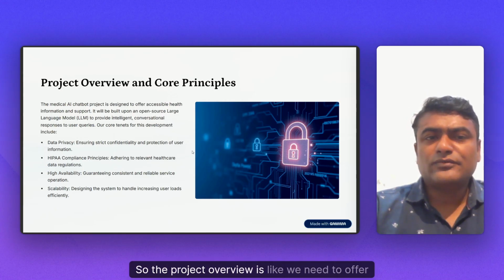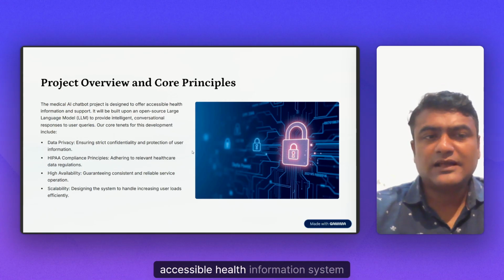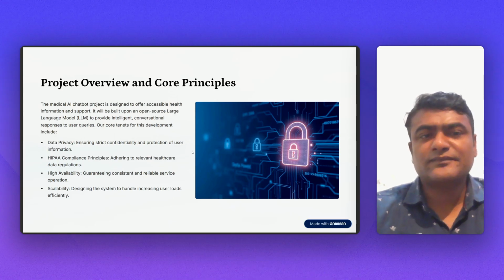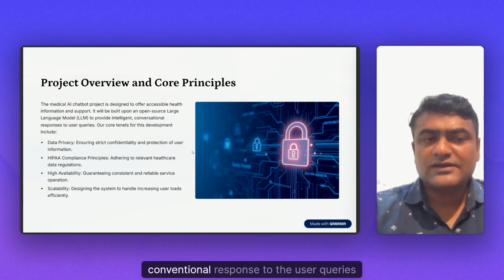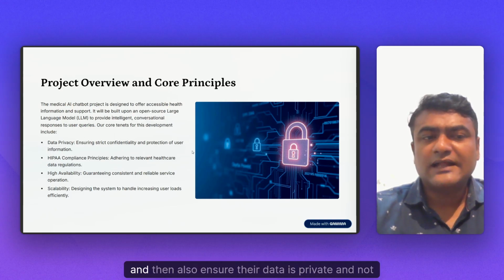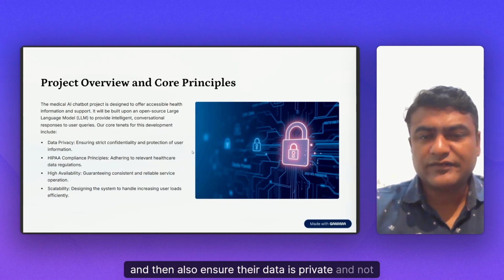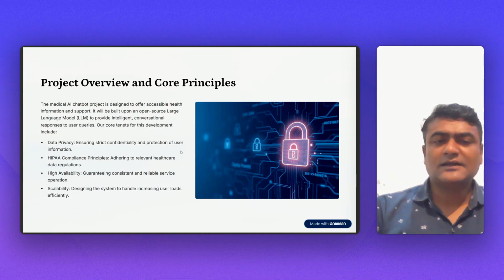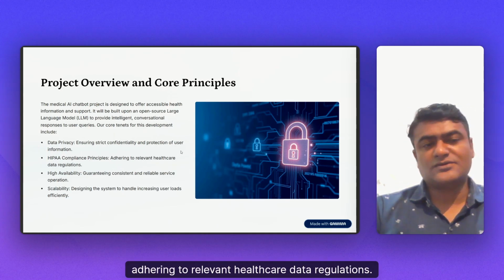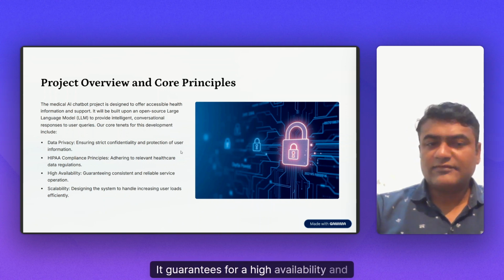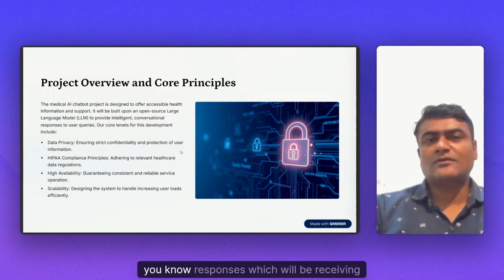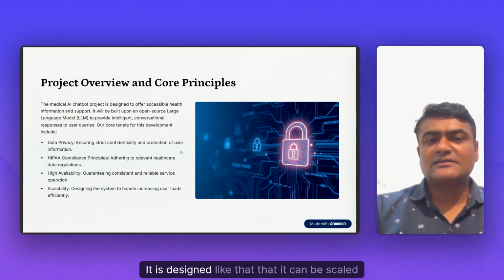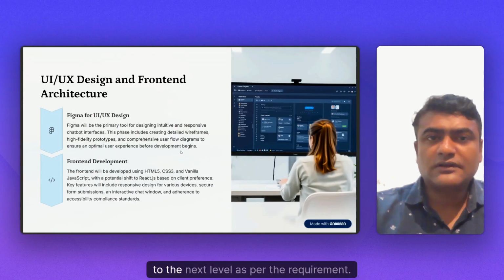So the project overview is that we need to offer an accessible health information system with the help of open source large language models, which provide intelligent conversational responses to user queries, and also ensure their data is private and not shared with anybody else. It is also compliant with HIPAA principles, adhering to relevant healthcare data regulations. It guarantees high availability and consistent responses. From the scalability standpoint, it is designed so that it can be scaled to the next level as per the requirement.